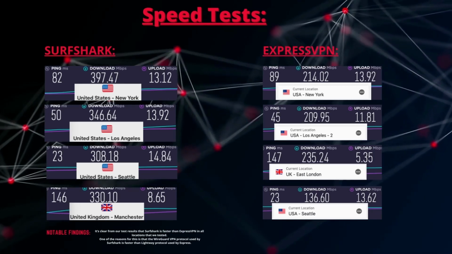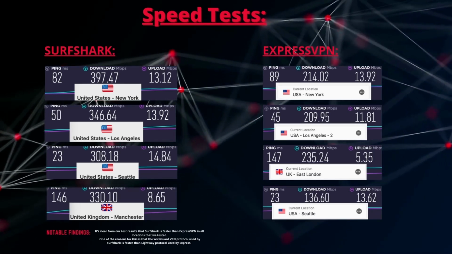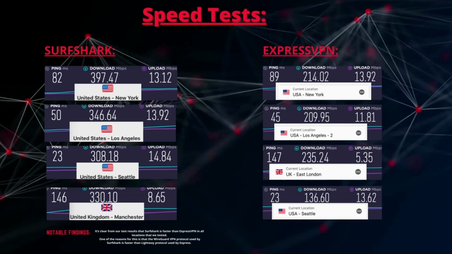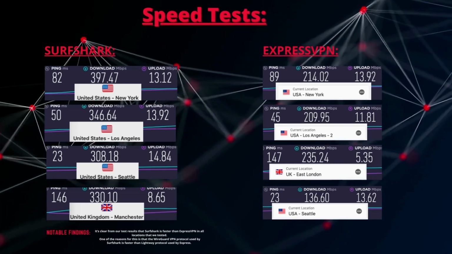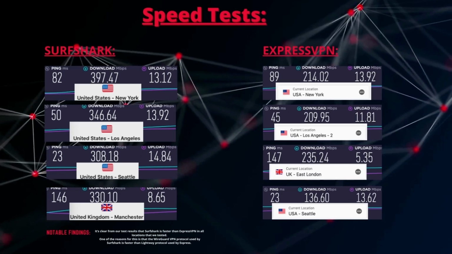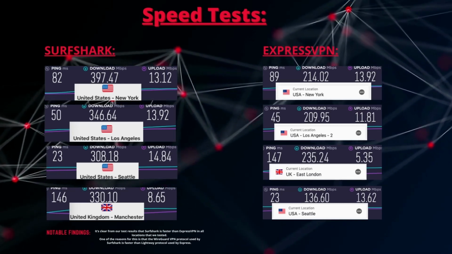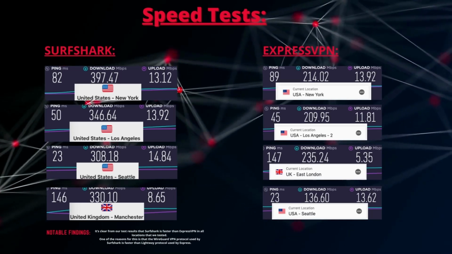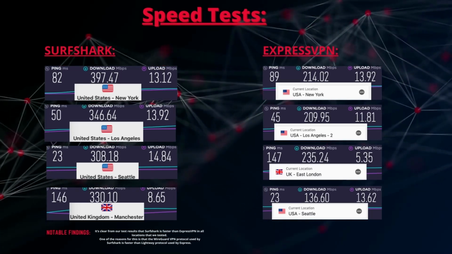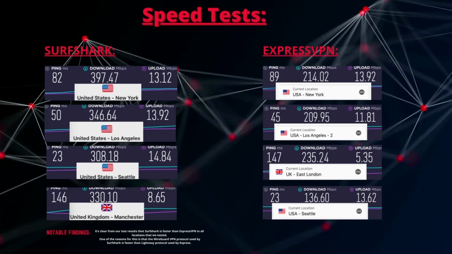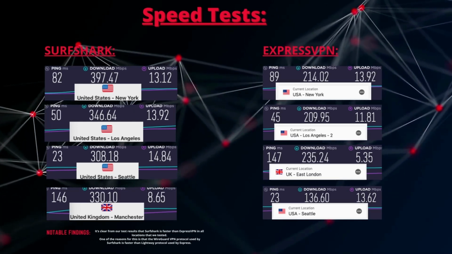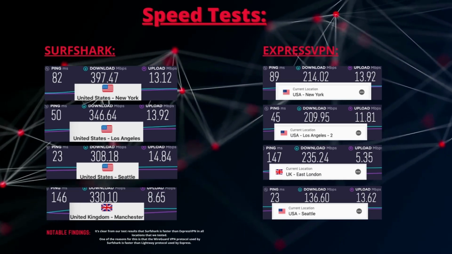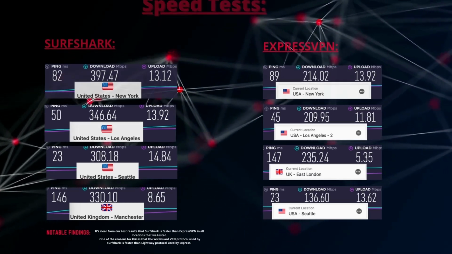It's clear from our test results that Surfshark is faster than ExpressVPN in all locations that we tested. One of the reasons for this is that the WireGuard VPN protocol used by Surfshark is faster than the lightweight protocol used by Express. Another reason is that Surfshark simply offers a faster server network with more bandwidth available to its users. For the price, Surfshark is hard to beat as it significantly outperforms ExpressVPN in all locations. Winner for speeds again is Surfshark.